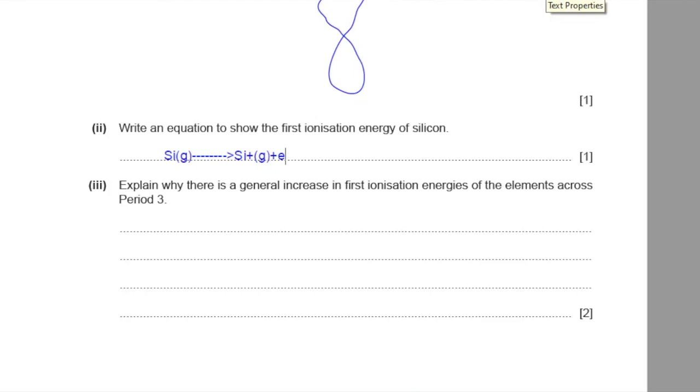Part 3. Explain why there is a general increase in first ionization energies of the elements across period 3. So along the period, atomic number increases. And when atomic number increases, number of electrons increase in the same shell. This increase in number of electrons in the same shell is only possible when you are moving along a period. However, if you move along a group, number of electrons still increase, but they get on farther shells.